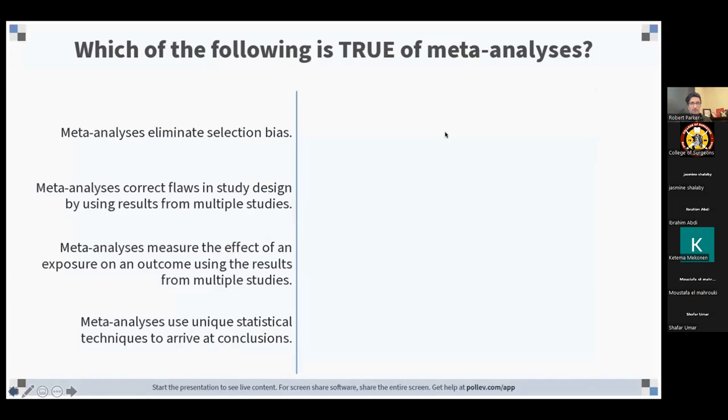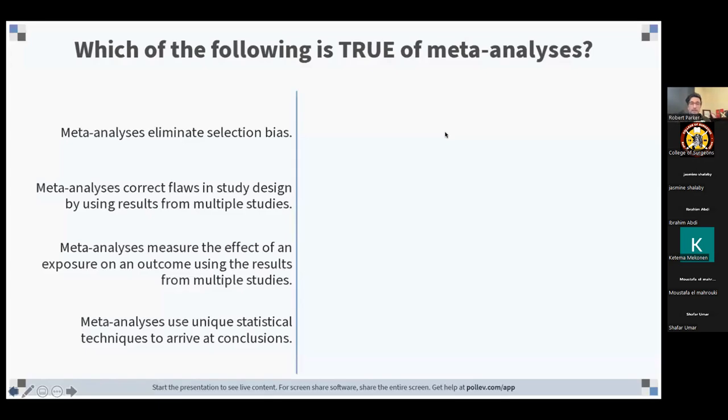Great. So we have a lot to learn from meta-analyses. So no one thought that it eliminated selection bias. I agree that the meta-analysis is only as good as the studies that it looks at. And what you'll learn about meta-analyses is that it takes a number of studies of a similar question, and it builds on all of them to try to come up with a consensus.